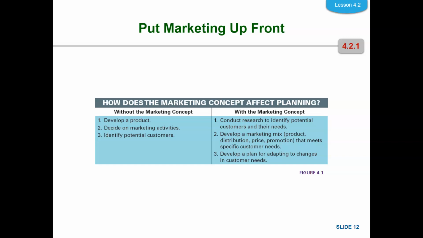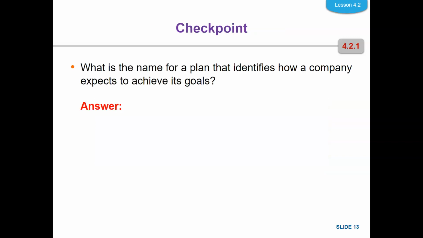With the marketing concept, they conduct research to identify potential customers and their needs first, and then they develop a marketing mix. That's a mix of product, distribution, price, and promotion that meets a specific customer need in any one of those four parts of the mix or a combination of those. And then number 3, they develop a plan for adapting to changes in customer needs. So the product is not the product until they've gotten all of their research into what the customer actually wants and needs.